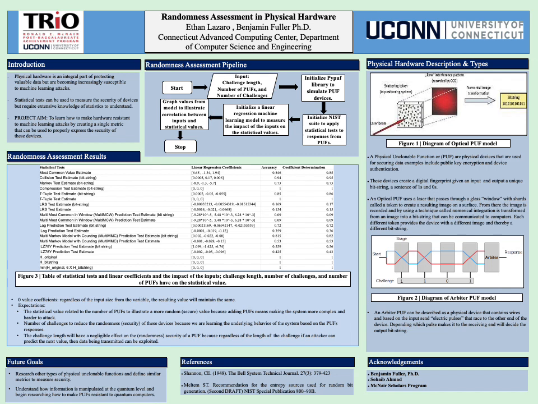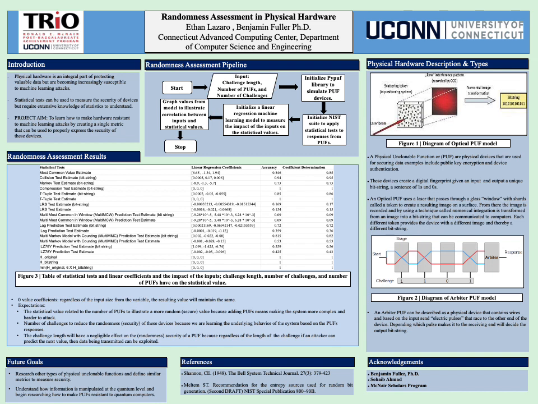arbiter PUF models. An optical PUF can be described very similarly to a flashlight and dirty window analogy. A flashlight is directed at a window, and the resulting image is reflected on a wall. An optical PUF, as shown in Figure 1, uses a laser to pass through a glass window with shards called a token that contorts the laser to create an image on a surface. From there, the image is recorded, and by using a technique called numerical integration, is transformed from an image into a bit string that can be communicated to computers. Each different token provides the device with a different image and thereby a different bit string.